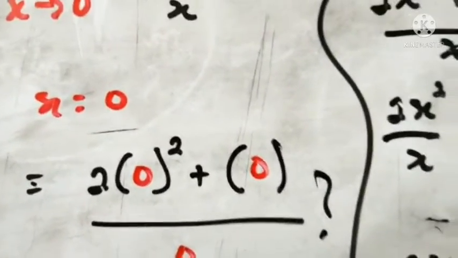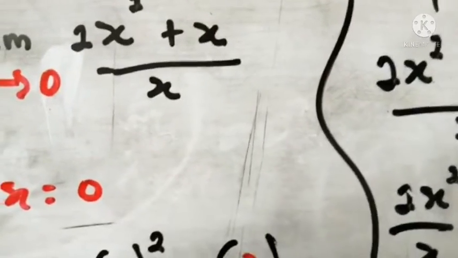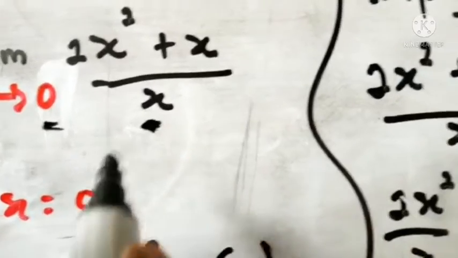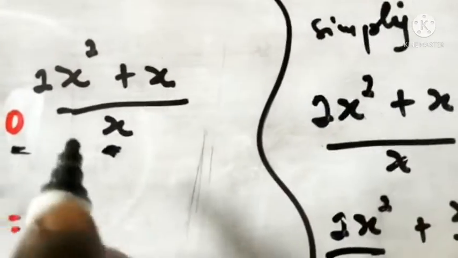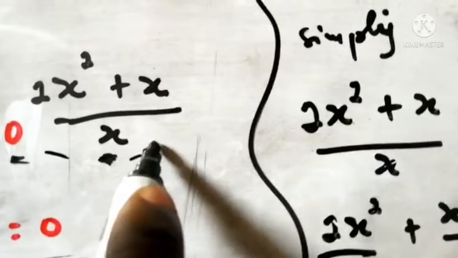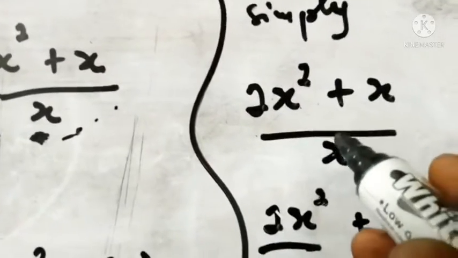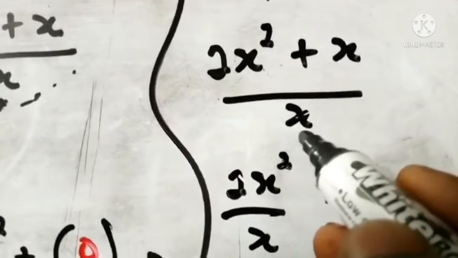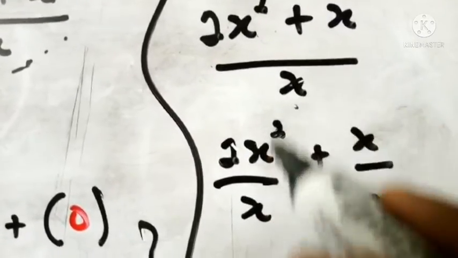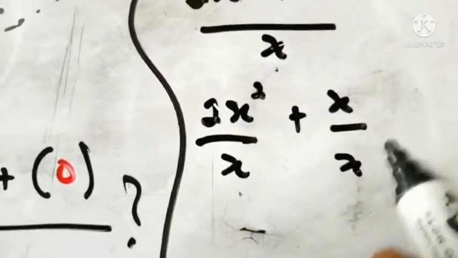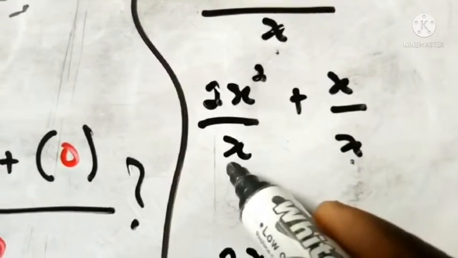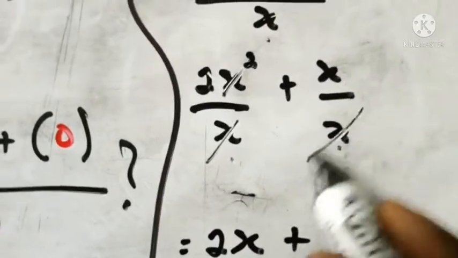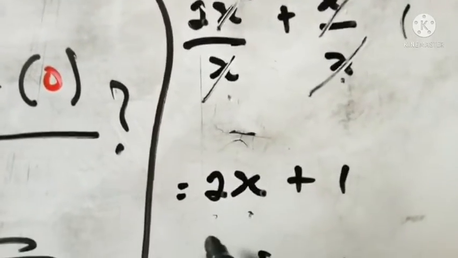So the importance of the limit here is that it helps us to omit this problem. The first thing is that you must simplify this expression. The way of doing that, we are going to divide everything by x. So we are having 2x squared plus x divided by x. Everything on top is divided by x. So this x will cancel one of the x's here, and we are left with 2x, and then this x will cancel that, and we are left with 1. So here 2x plus 1.